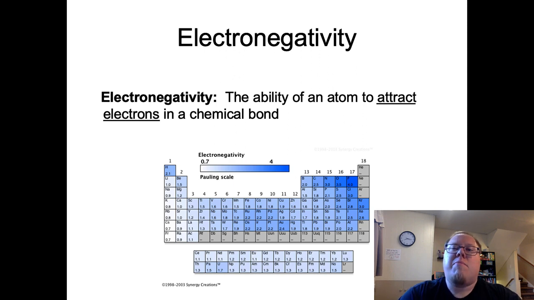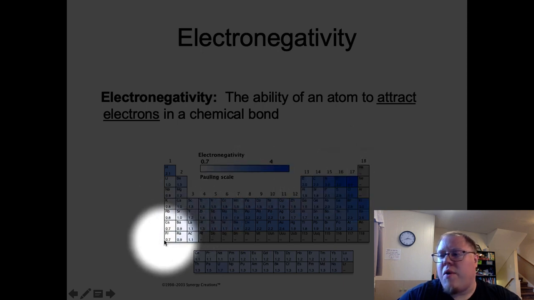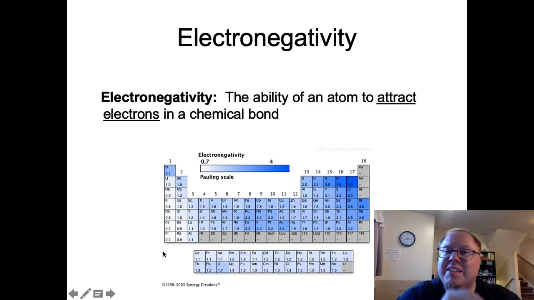Okay, now the most electronegative atom on the periodic table, this is actually something we can measure, it's been measured before, is actually fluorine. All right? Fluorine is the most electronegative one, this blue one here. The least electronegative one is the one that's easiest to remove electrons from, francium. So because of that, it is the least likely to attract any electrons, because it wants to get rid of them.